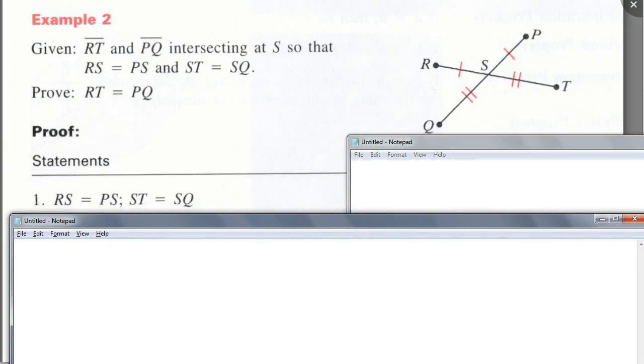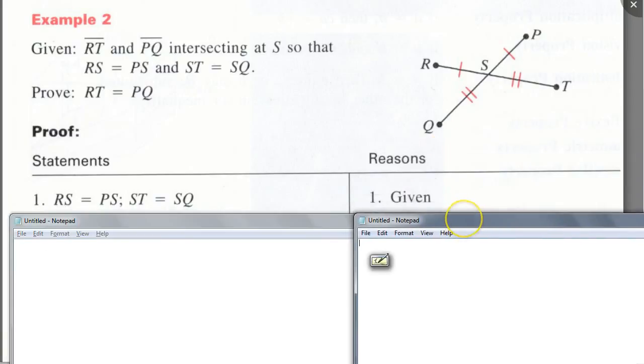RS is equal to PS, the length of these two segments. And ST, of course, equals SQ. So, of course, the reason is because given. They gave it to us. Okay, what is it that we want to do here? From this given statement, we want to get to what? Yeah, the proof, the last statement: RT equals PQ. All right?